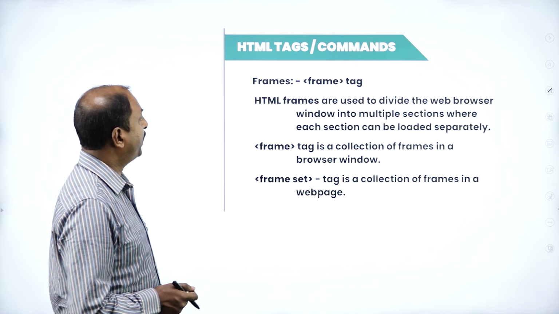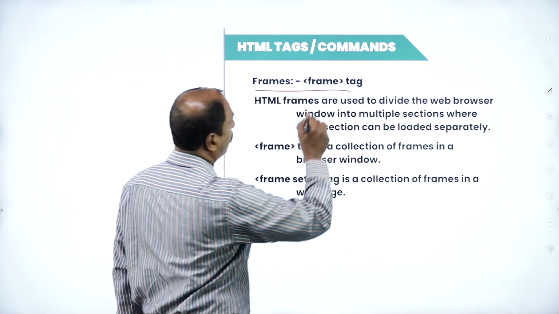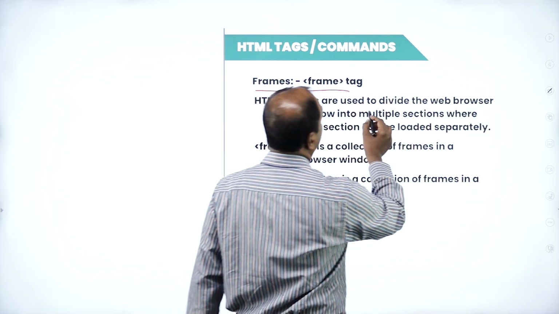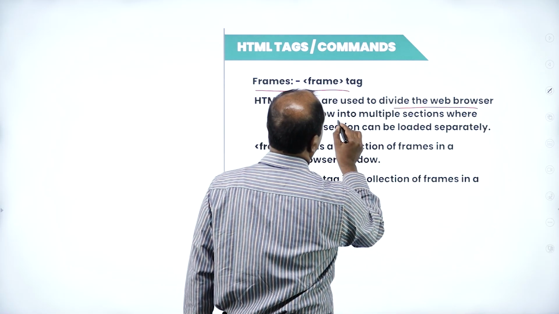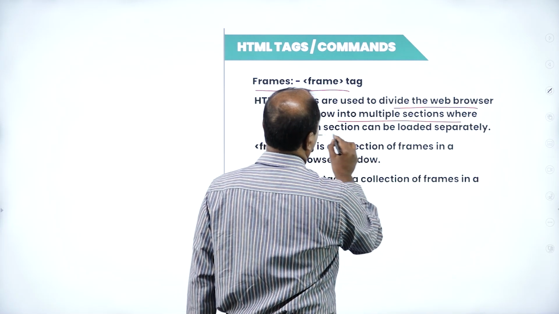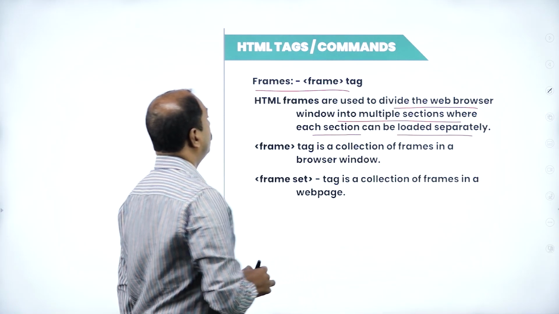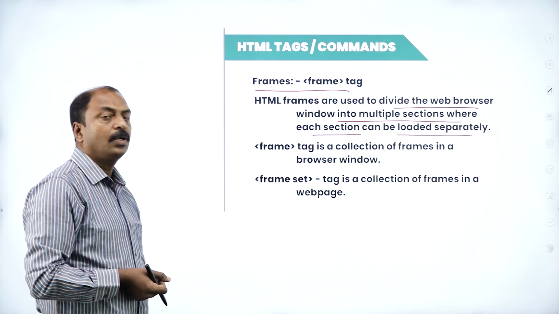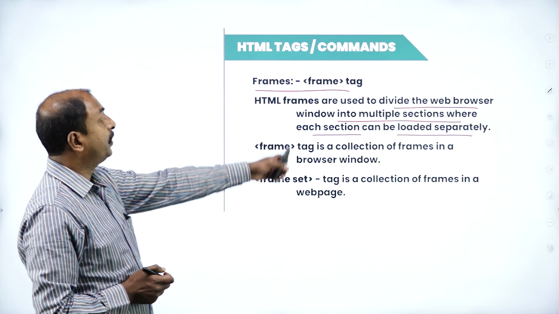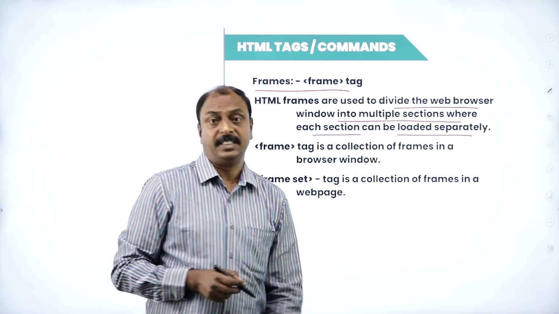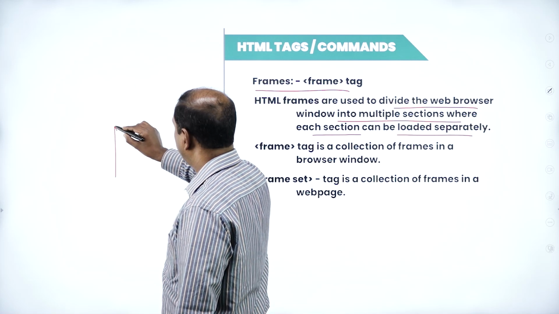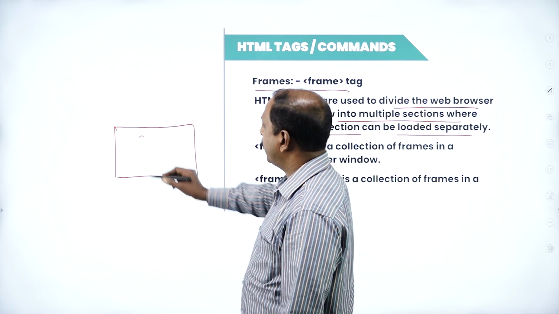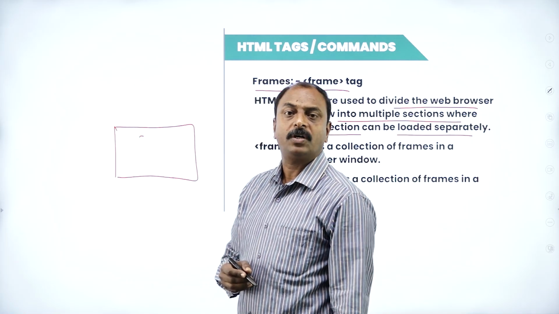Next we will see a different concept, that is frames. What are HTML frames? Frames are used to divide the web browser window into multiple sections where each section can be loaded separately. So far we have seen the different HTML commands. Now another concept is frames. A frame is going to divide the web browser window into a number of sections. For example, suppose this is a web browser window, and normally we can see different types of content.